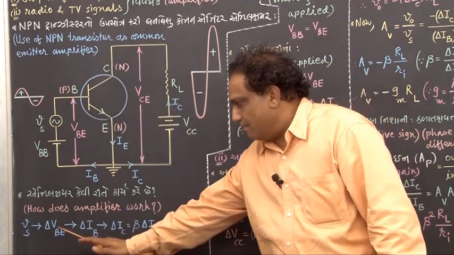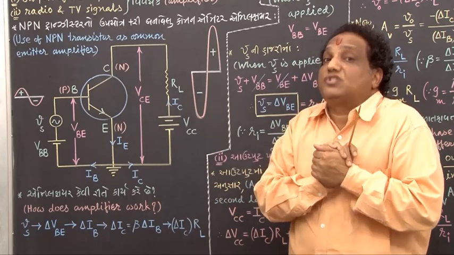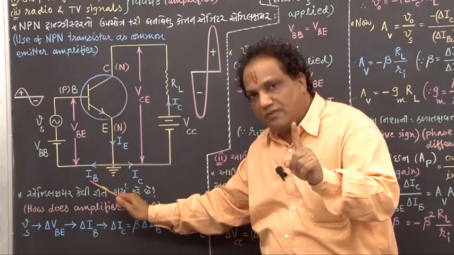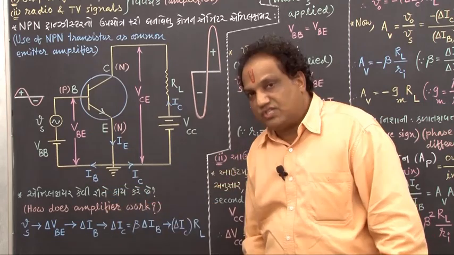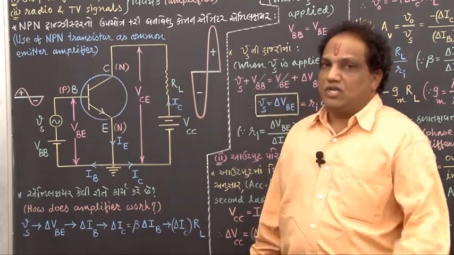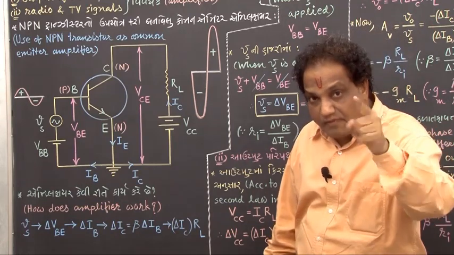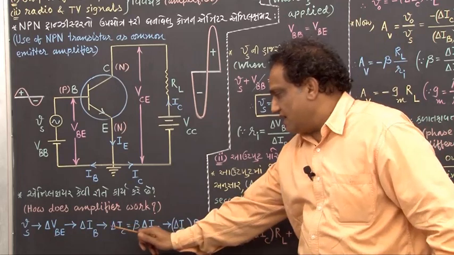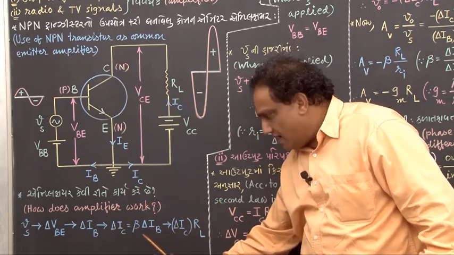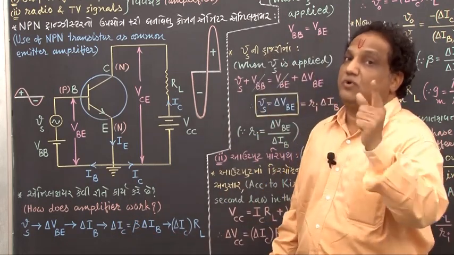Now because the base voltage is changed, the base current also will change. If in the input you are changing the voltage, naturally the current in the input will also change. If IB is changing by amount delta IB, then what would be the change in collector current? You know the beta formula, beta is delta IC upon delta IB. So delta IC will be beta into delta IB. When the base current changes by amount delta IB, the collector current would change by amount beta into delta IB.